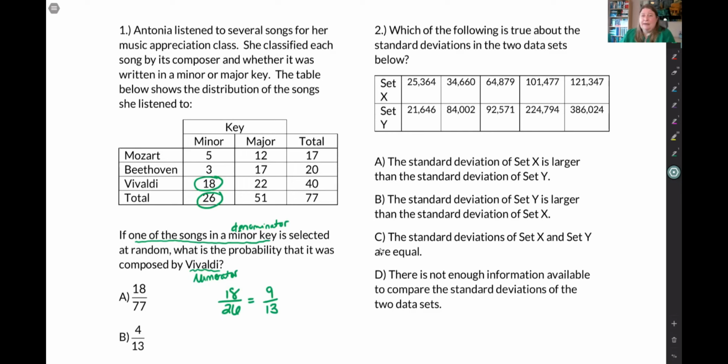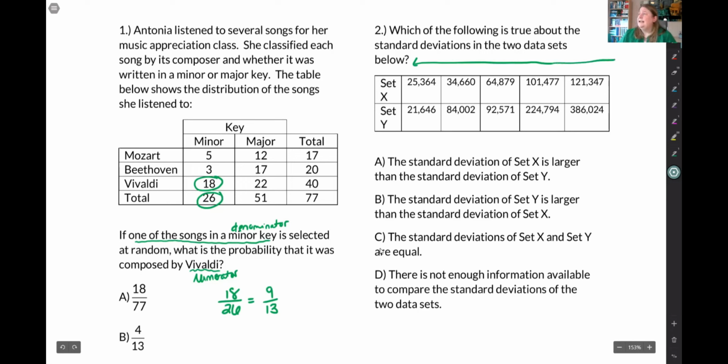Standard deviation is a measure of how spread out the data is. So what I'm going to do is look at these numbers, and the one that is more spread out has a higher standard deviation. If you can just see it at a glance, go ahead and answer the question, but if not, let me show you pictorially how this is going to work.